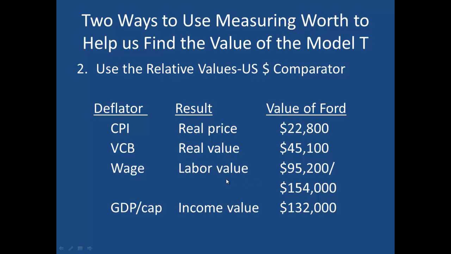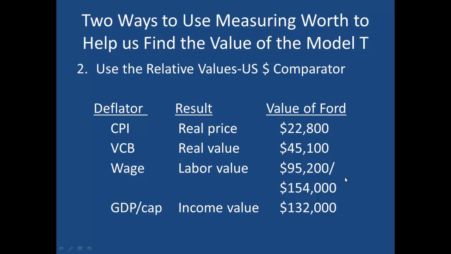The labor value comes from using the unskilled wage or the production worker wage as the deflator. This is better if instead of how much the Model T cost in terms of the goods and services that money could buy, or the effect on the budget, we want to know how much people would have to earn to pay for a Model T. Wages have risen faster than prices and consumer budgets. Recall that the CPI increased about 3% a year, but wages were increasing at about 5% per year. Therefore, we get even larger estimates for the value of the Model T.